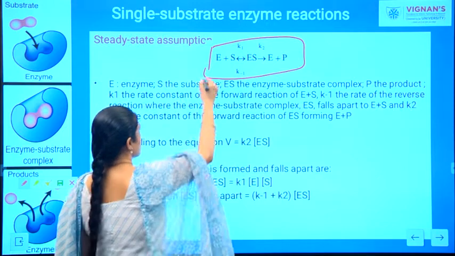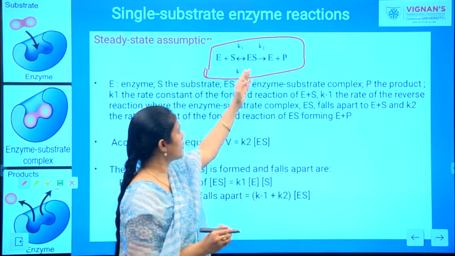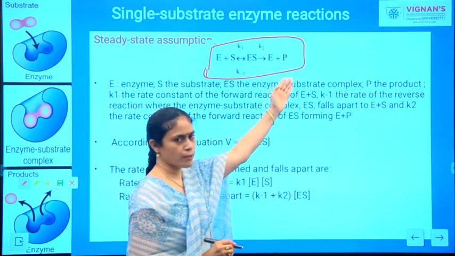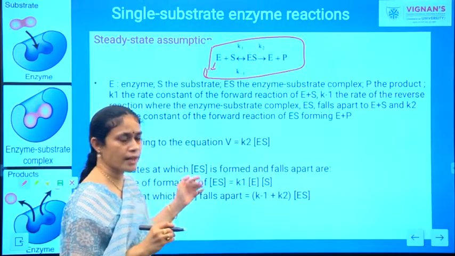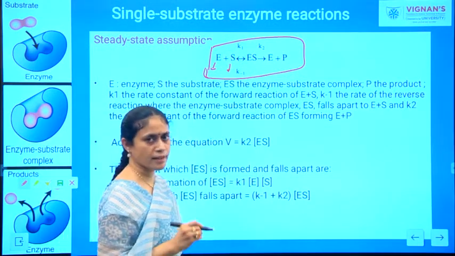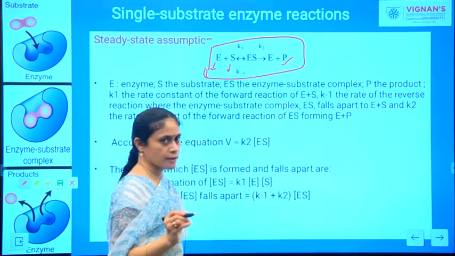Here we have the standard reaction, which is nothing but enzyme plus substrate giving rise to enzyme substrate complex, and it will go towards the product formation. So E is representing the enzyme, S is representing the substrate, ES is representing the enzyme substrate complex and P is representing the product.